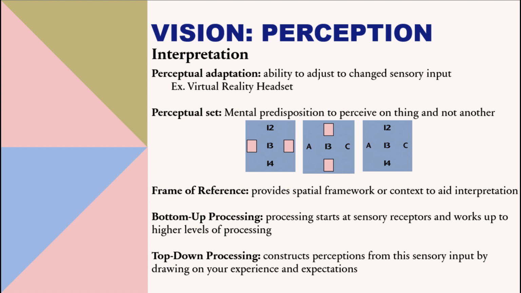Frame of reference serves as a spatial framework or context that allows the brain to interpret and understand the positions, relationships, and motions of objects within the visual field. Bottom-up processing starts at sensory receptors and works up to higher levels of processing. Top-down processing constructs perceptions from this sensory input by drawing on your experience and expectation. Bottom-up processing enables your sensory systems to detect the lines, angles, and colors that form the images. Using top-down processing, you interpret what your senses detect.